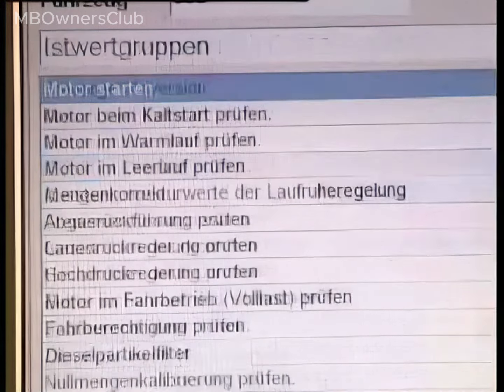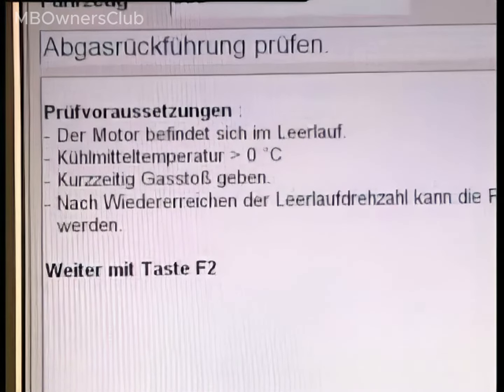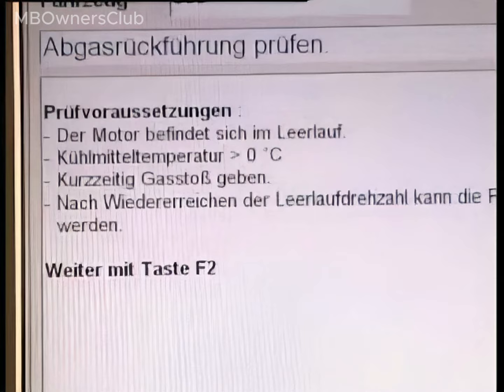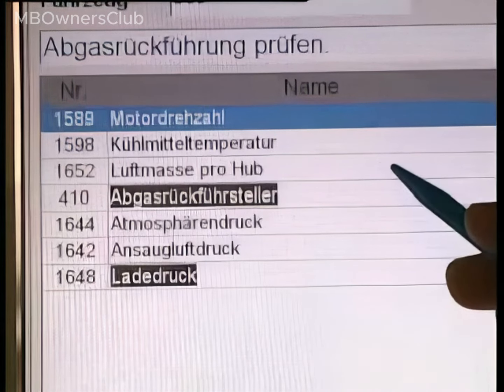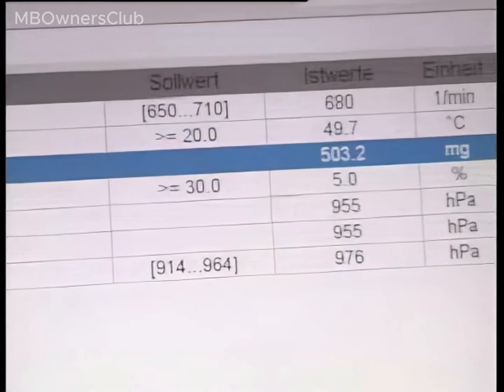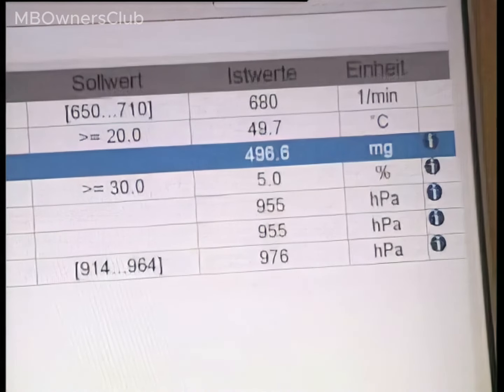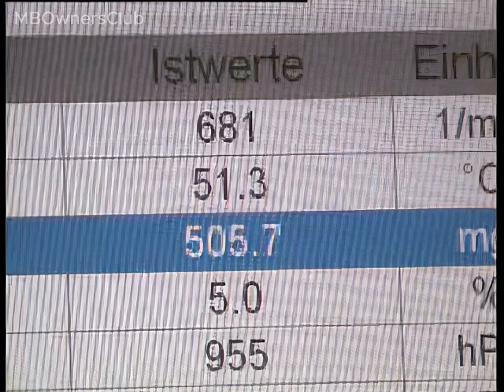The next step is to check actual values. Select the menu item, check exhaust gas recirculation, and then start the engine. If DAS shows an air mass per stroke that is too low, the fault should be inspected for between the air filter and the turbocharger. Conversely, if the value is too high, as in this case, the fault is downstream of the turbocharger.